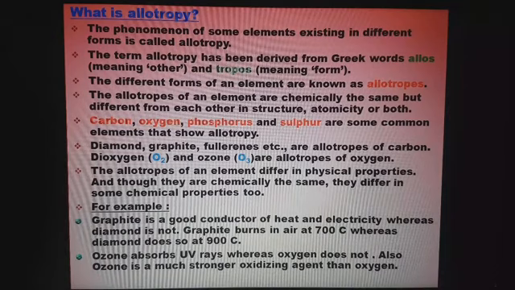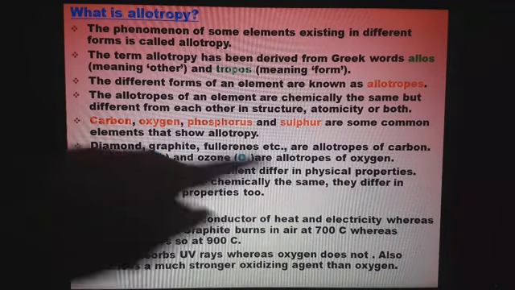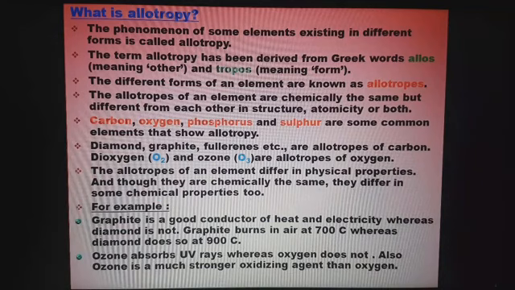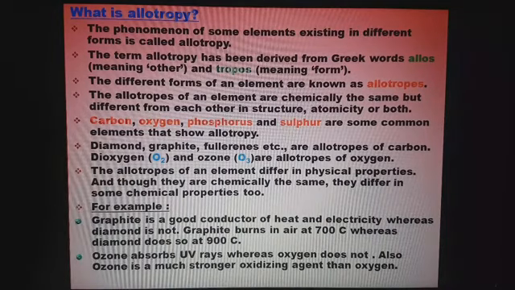Next, ozone absorbs UV rays whereas oxygen does not. So this is one of the physical properties in which they differ. And then ozone is a much stronger oxidizing agent than oxygen. So this is one of the chemical properties in which they differ. By this we can conclude that allotropes of an element differ from each other in physical properties, and in some chemical properties also they can differ from each other.